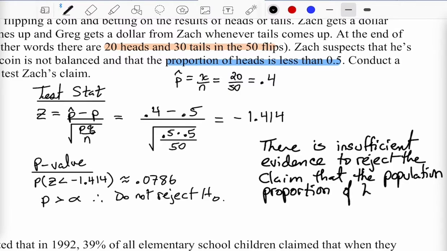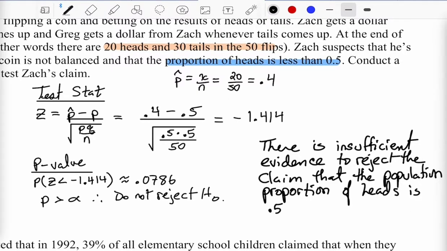of heads is 0.5 at the whatever significance level, in this case 0.05.